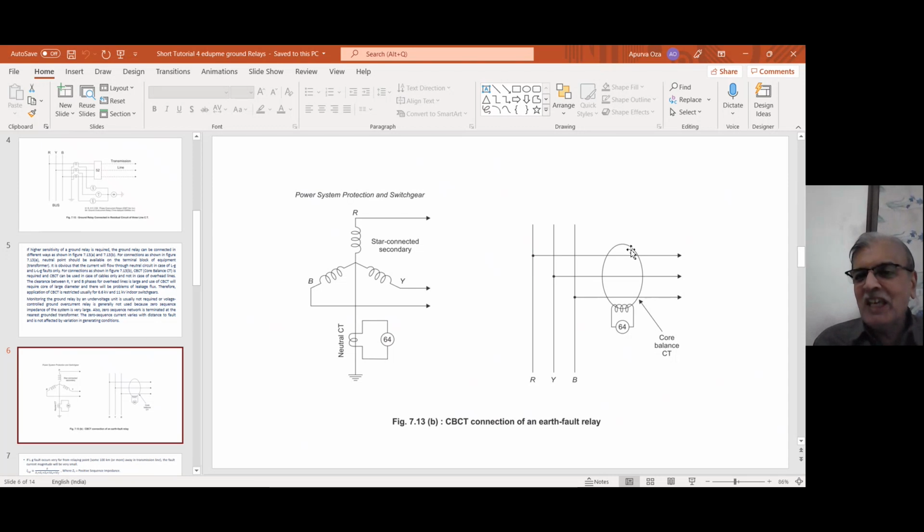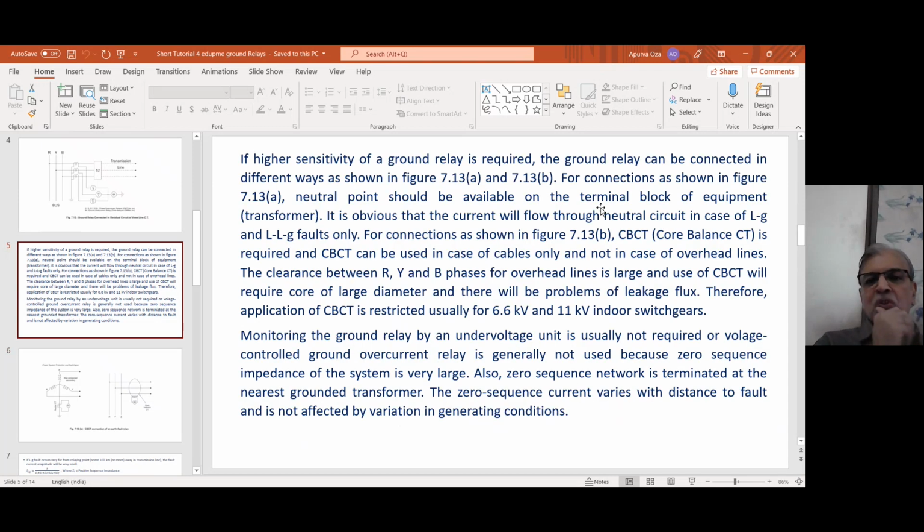Cables are three, R, Y, B, very near to each other. So you see, 66 kV cables are available. So when a 66 kV line is through cable, you can have a CBCT, or otherwise usually 11 kV and 6.6 kV are always indoor. They're always cables. Therefore, CBCT is usually used for 11 kV and 6.6 kV systems. So that one has to remember. So with these two connections, you can increase the sensitivity.